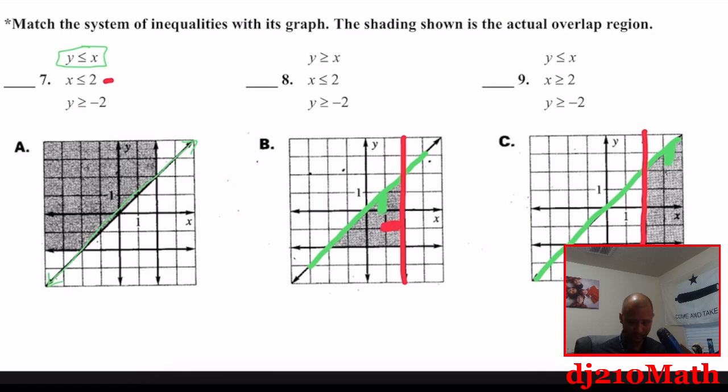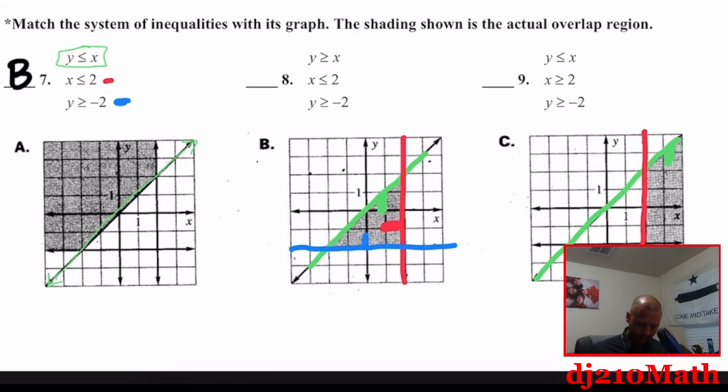So here, and we notice in C, it's shaded to the right. So right now, I don't even need to test the other one. But if I wanted to, y greater than -2. So here's -2, and we shade above it. So notice it is definitely B. The answer choice here is B.